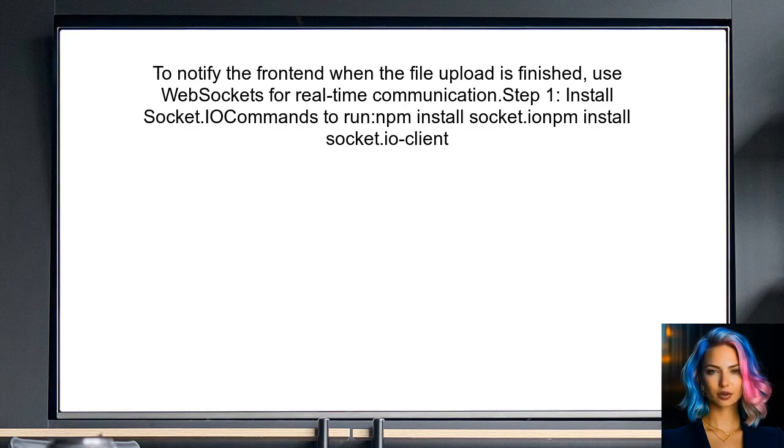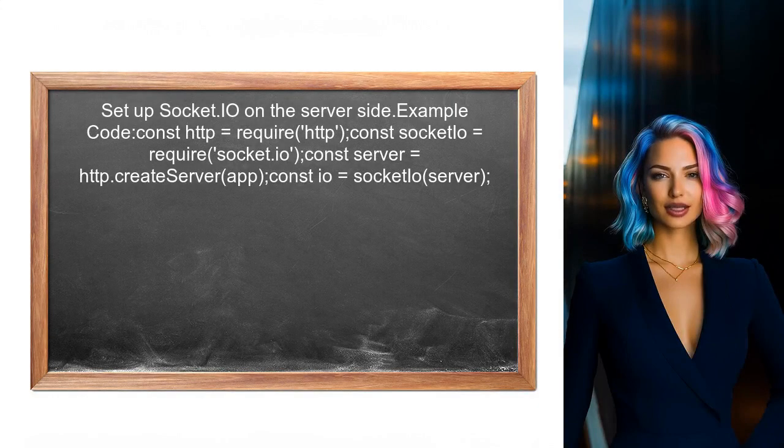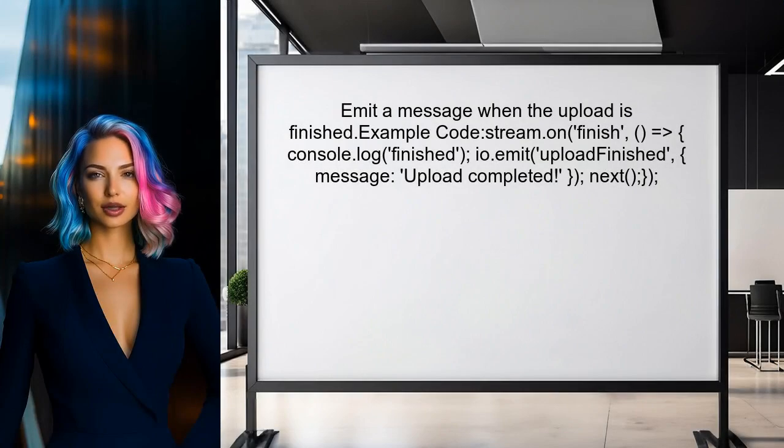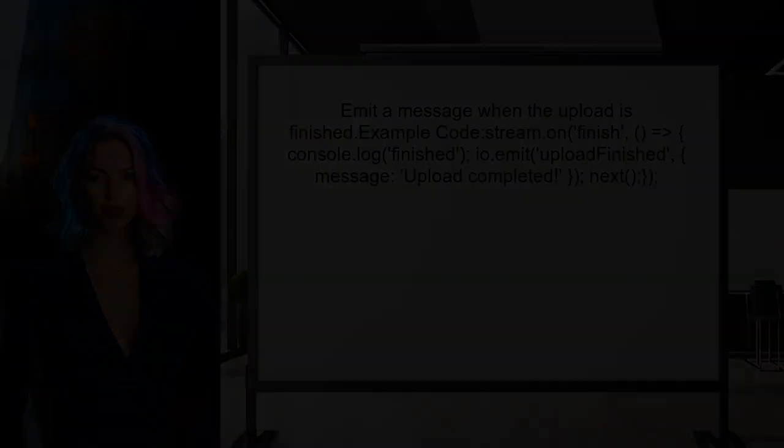First, they need to install the Socket.io library on both the server and the client. Next, the user should set up Socket.io on the server side. This involves requiring the library and initializing it with the HTTP server. Now, the user can emit a message from the server when the upload is finished. This is done inside the finish event of the stream.